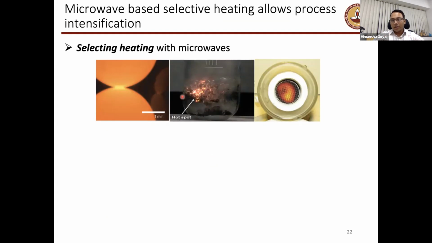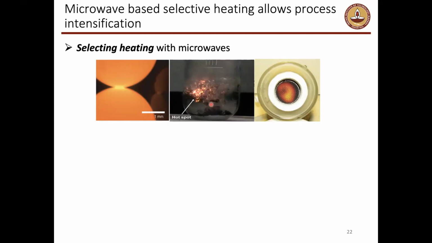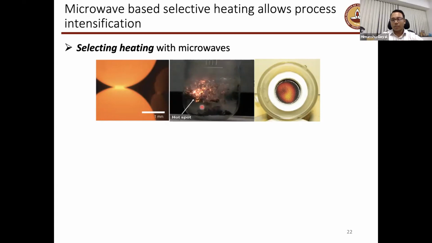Similarly, in slurries, which are basically solid particles dispersed in a liquid medium, when the particles are very close to each other, we see these glowing hot spots present because of microwave heating.